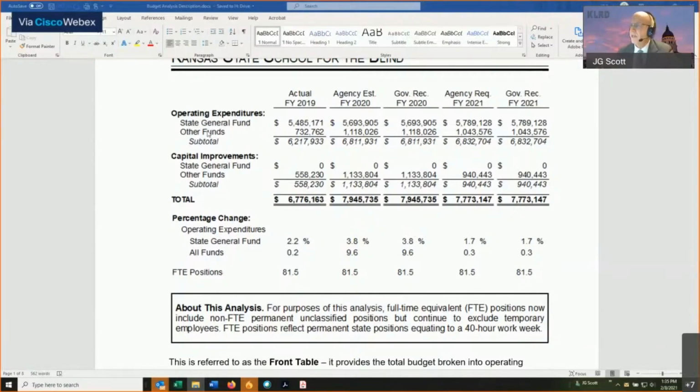In this table, we have then other funds. The other funds are also referred to sometimes as special revenue funds. The same thing. We have state general fund, we have special revenue funds or other funds. And then we have all funds. The all funds does include all of the state general fund expenditures.